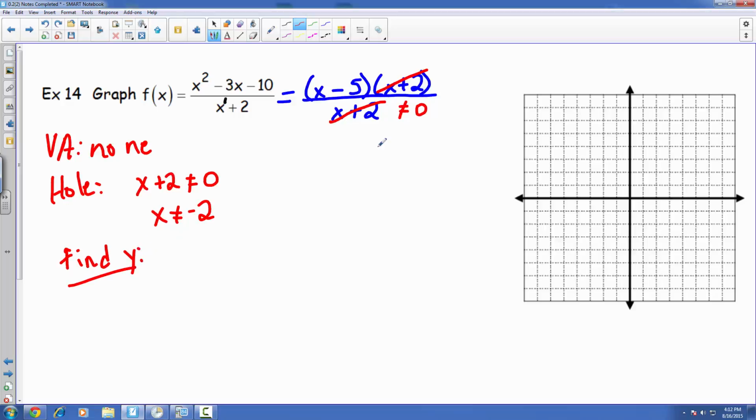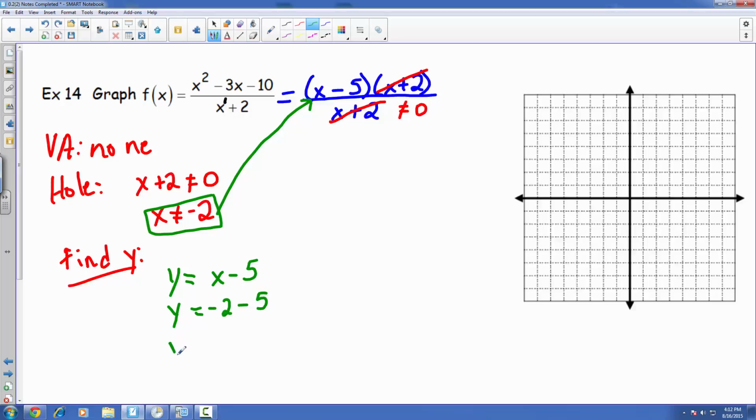To find the y, all we have to do is take our x value that we just found, which is negative 2, and throw it in anywhere that there is an x inside of our new simplified function. So we have y is equal to this x minus 5, and we're just going to replace this x with negative 2. So y is equal to negative 2 minus 5. And so we should see the y value coming out to be negative 7. So then there's a hole at negative 2 comma negative 7.